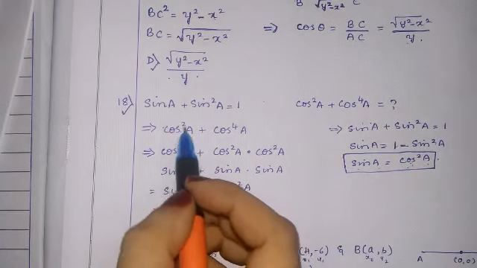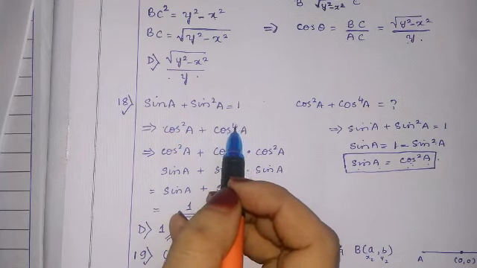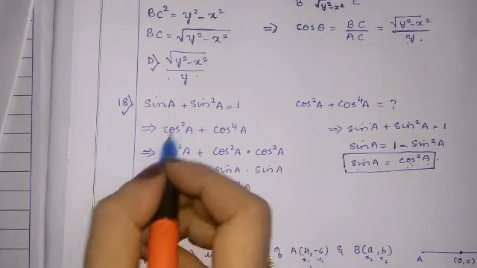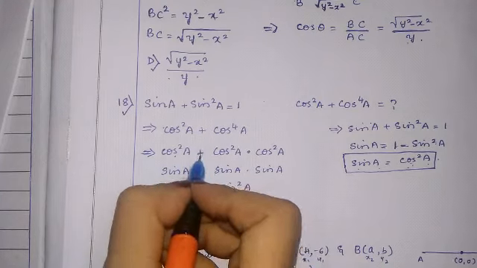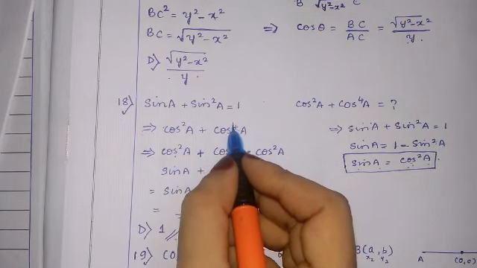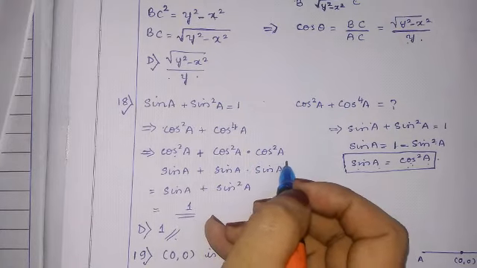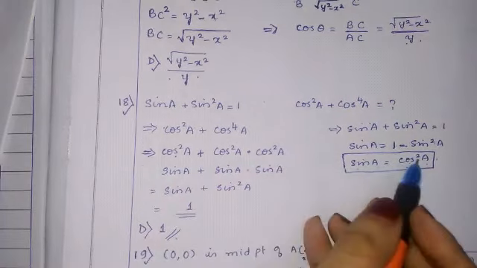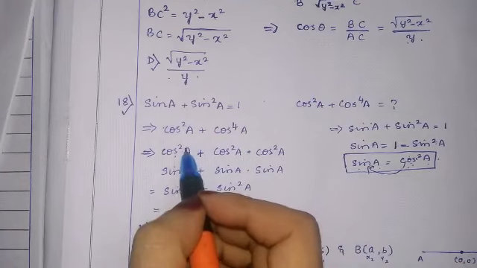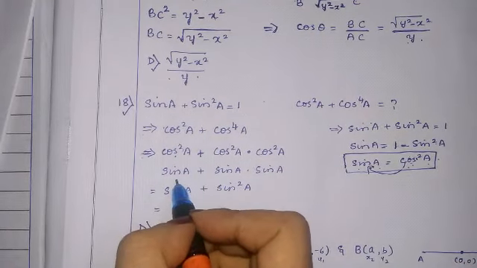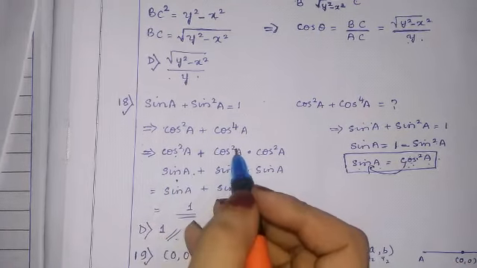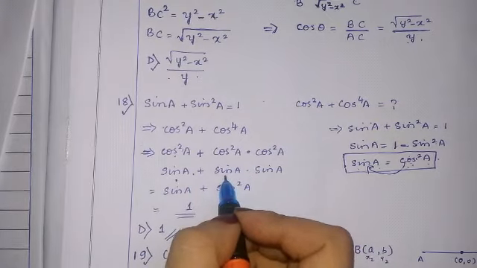Now we have to find cos square A plus cos to the power 4A. Cos square A I wrote as it is, plus cos to the power 4A is nothing but cos square A whole square. Now what is the value of cos square A? Sin A. In place of cos square A I wrote sin A, plus cos square A is nothing but sin A.